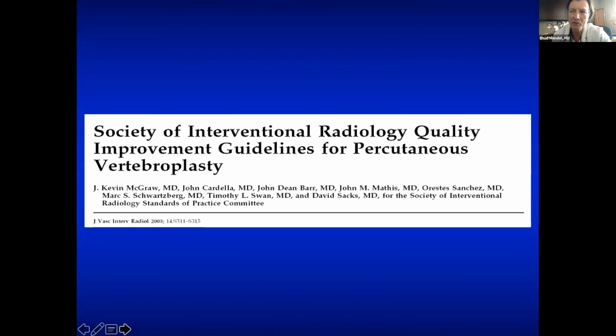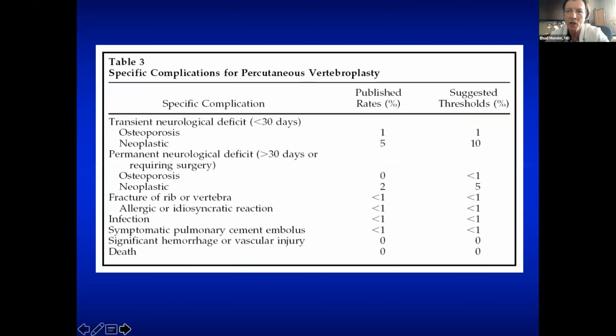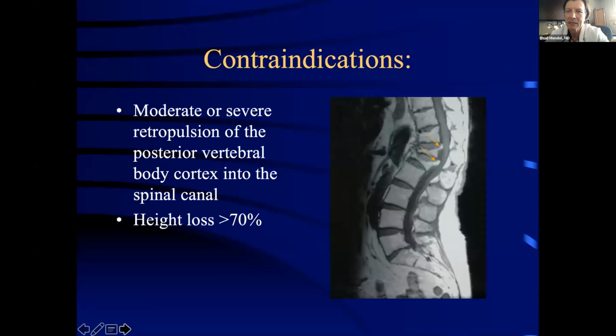The Society of Interventional Radiology has significant guidelines about when not to do it. There are a lot of specific complications related to vertebroplasties, and these are the things that can happen. This is one of those, quote, contraindications, where when you have severe collapse or fractures or bone in the canal, not to do it.